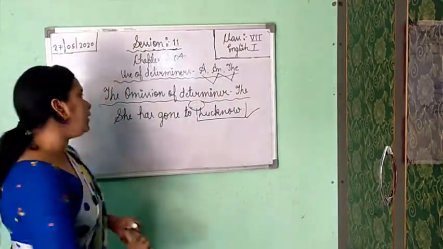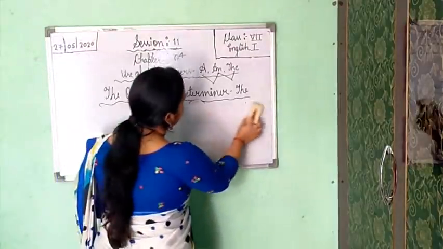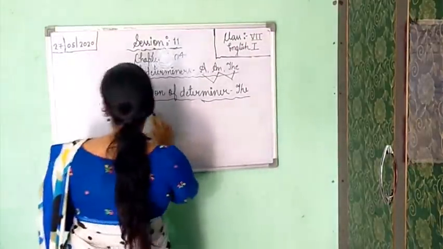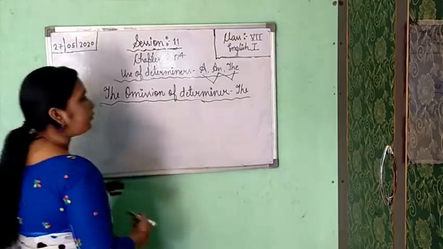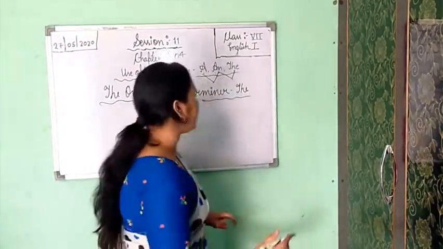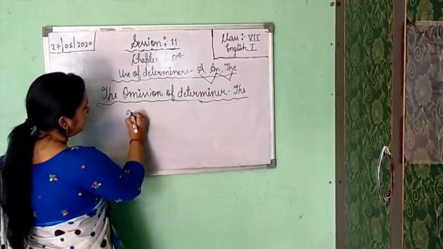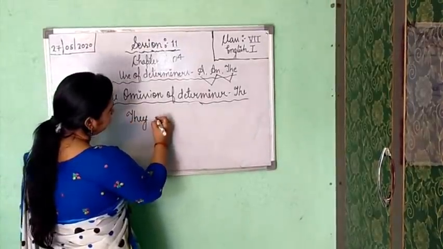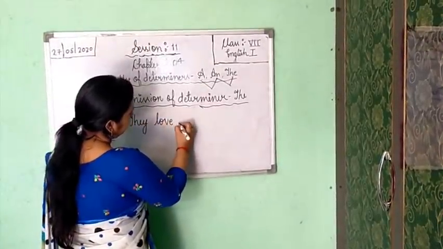The next point is, if we are getting a noun in a general way, before the noun which we are getting in a general way, we don't have to use the determiner "the". For example, they love life.